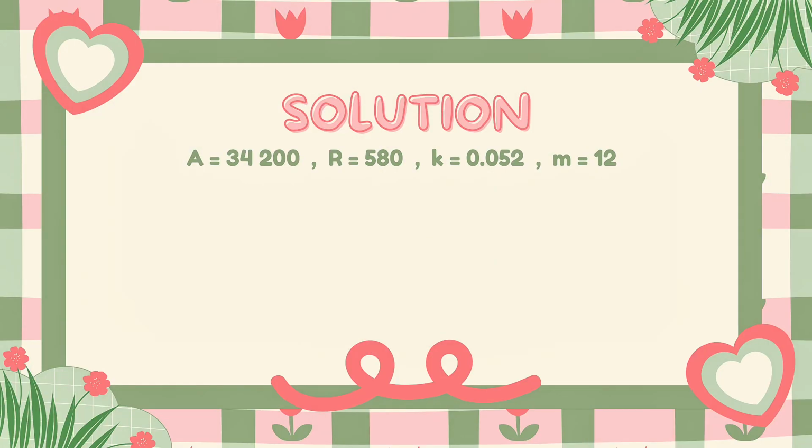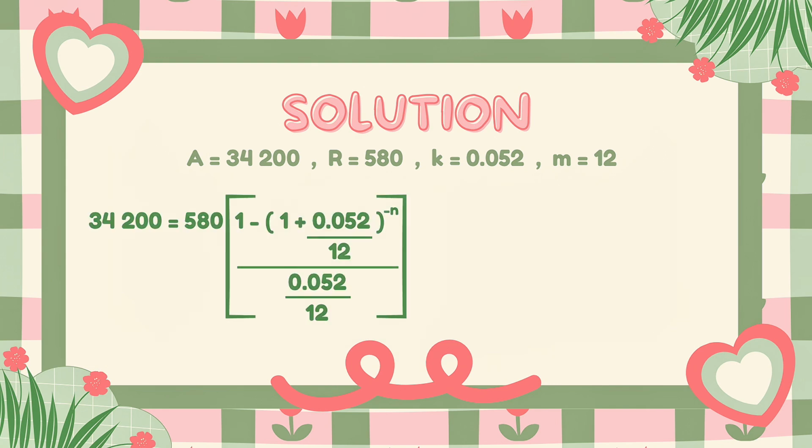We use the monthly installment formula. In this formula, we substitute P equals 34,200, A equals 580, and the monthly interest rate is 0.052 divided by 12. After substituting all the values, we rearrange the formula to isolate 1 plus i to the power of negative n. Then we solve the equation to find n. From the calculation, we get n equals 68.24 months. Finally, we convert months into years by dividing 68.24 by 12. This gives us 5.69 years, which is approximately 5 years and 7 months.